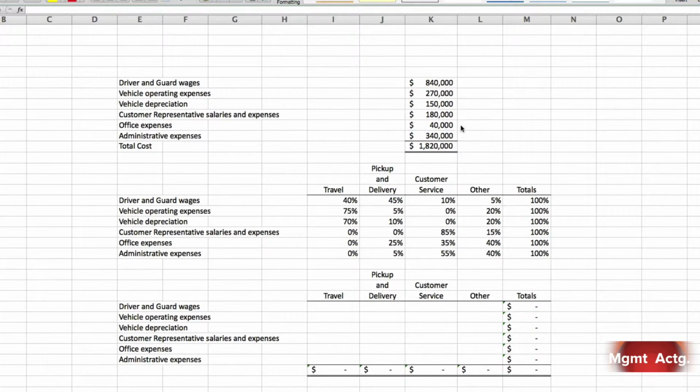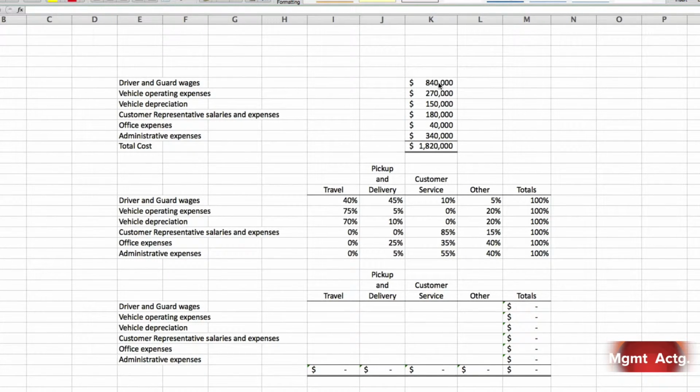We have six cost categories taken from the general ledger. These are the recorded transactions over the course of the year from their existing cost system. So there's $1,820,000 of these overhead costs. That part of these costs are incurred by performing these particular activities: travel, pickup and delivery, and customer service.